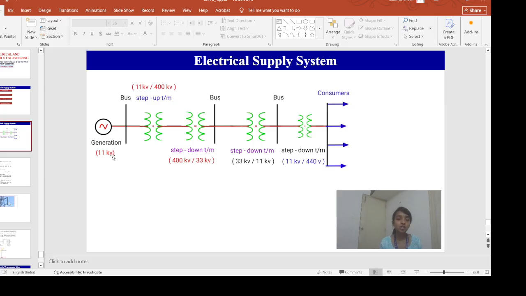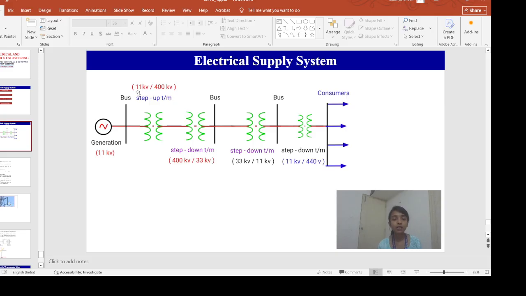If you want to transmit this power over, let's say, 200 or 300 kilometers, by the time it reaches the destination, you won't get that 11 kV. Because you will be transmitting the power using conductors or a transmission line. Over this long distance, if we transmit this 11 kV power, it will suffer losses in the line or conductor. Due to that, by the time the power reaches the destination, only a few volts will be left.